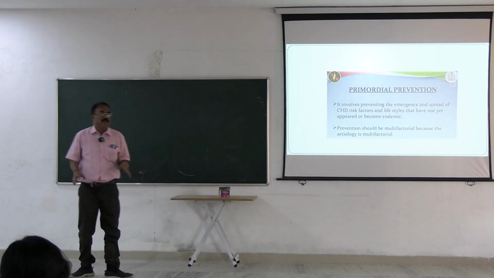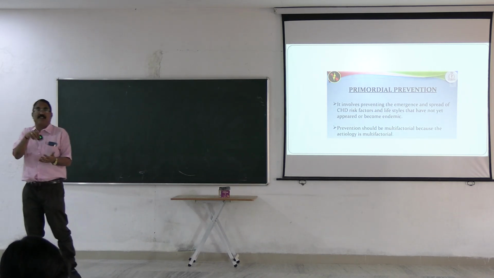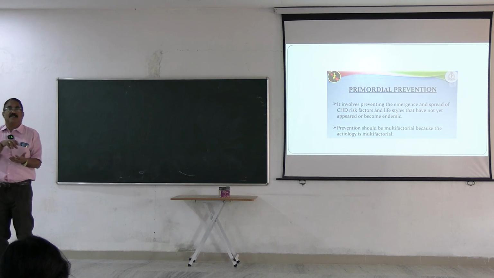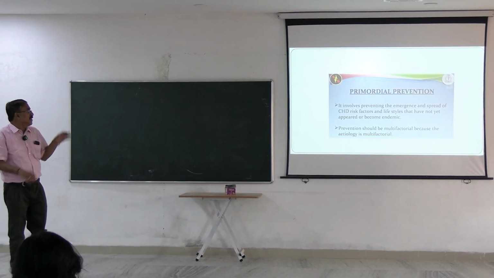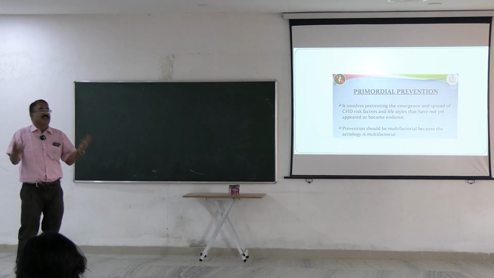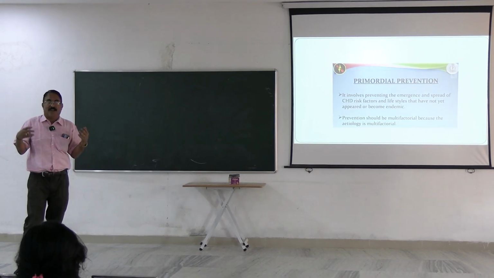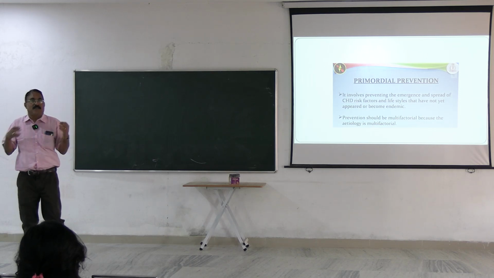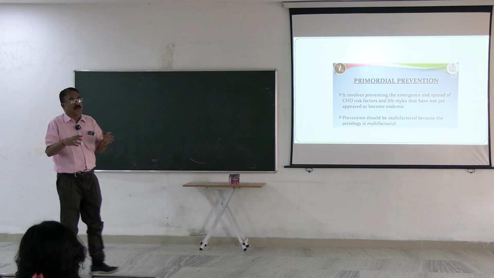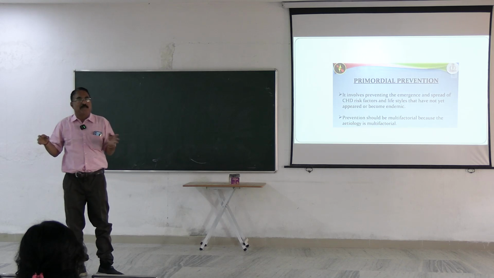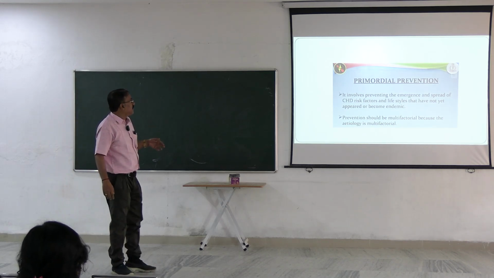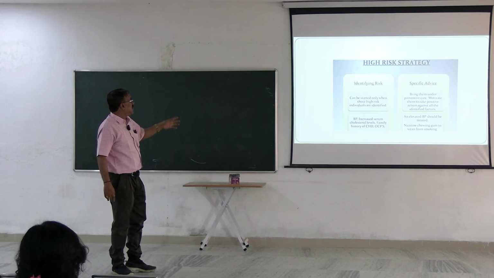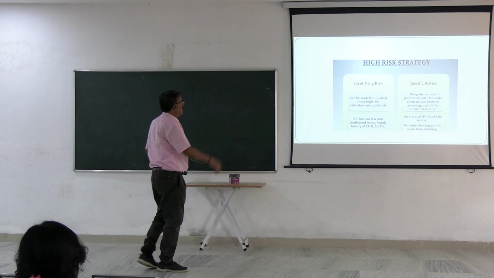So primordial prevention. Primordial prevention means before the risk factor itself has occurred, you start trying to prevent it. For example, before the onset of cholesterol or hypertension, you encourage prevention. How can that be done? For example, a child is taught to exercise, taught to play games, and taught to take part in other activities. That is the way of primordial prevention.